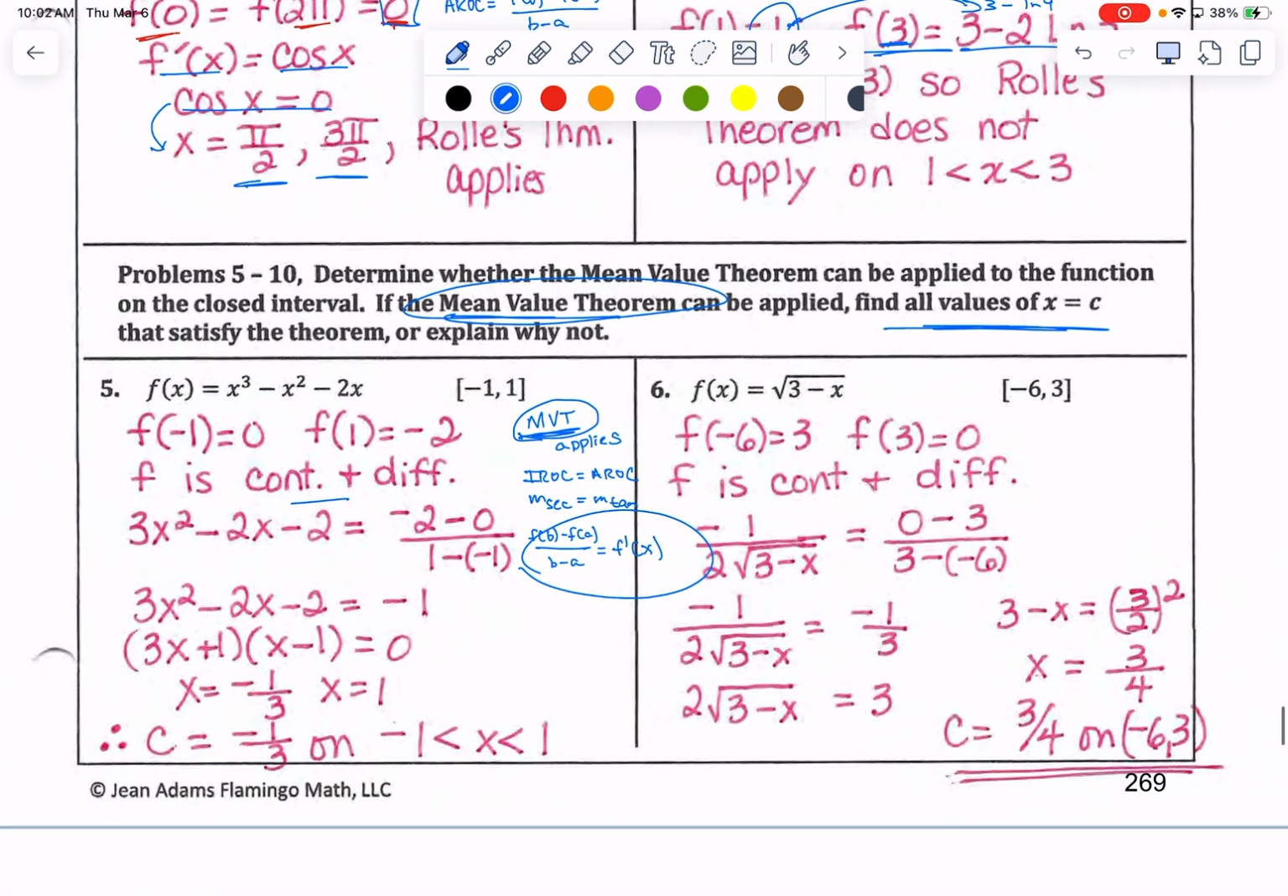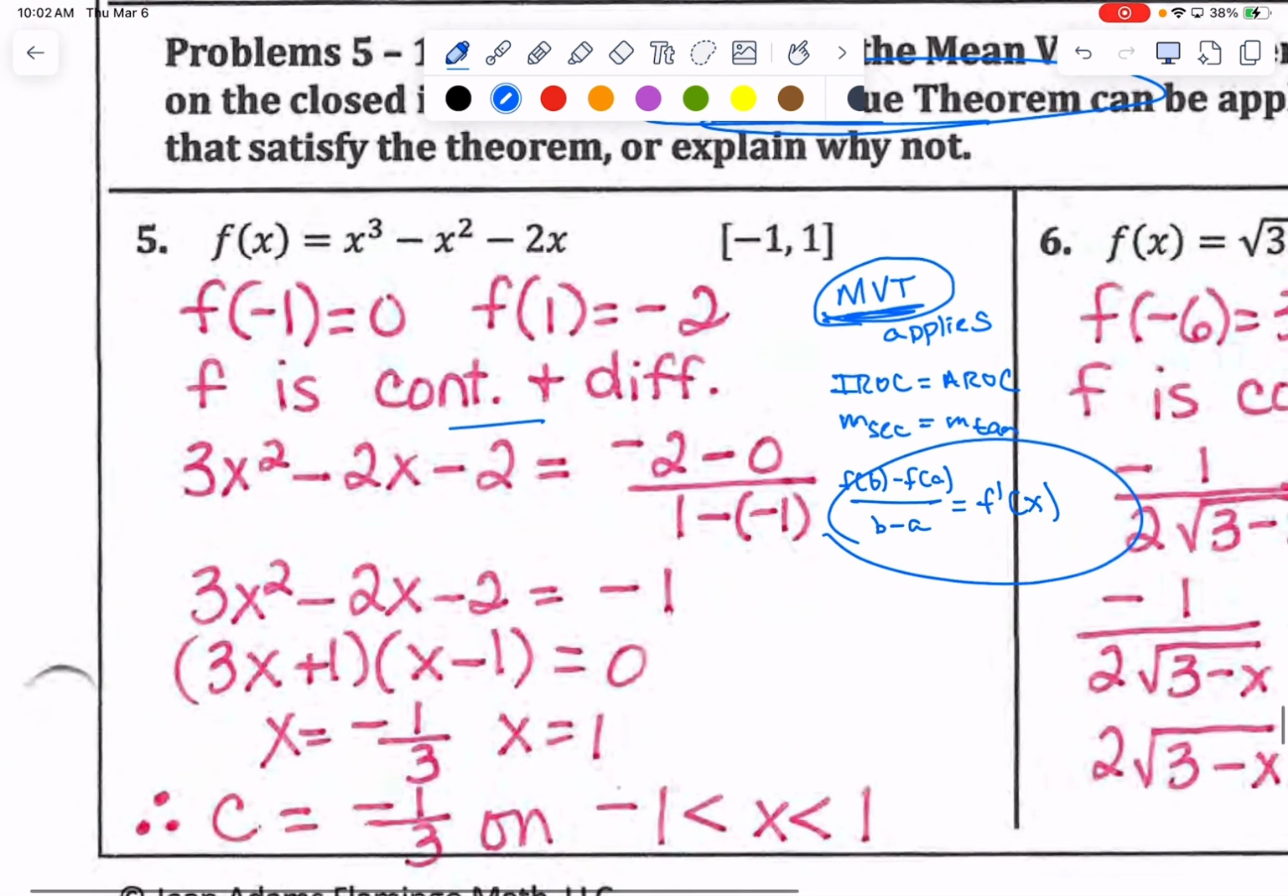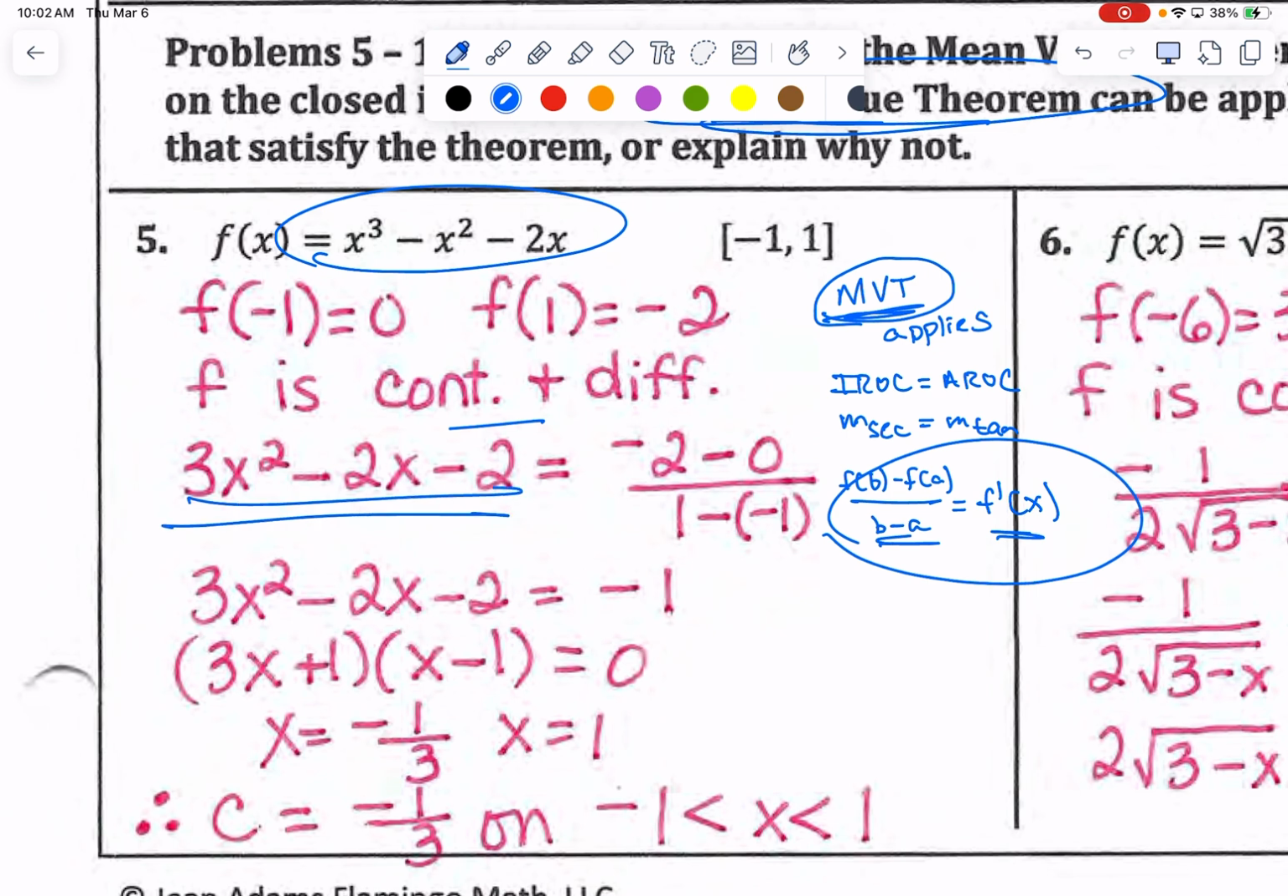Okay? So, here's what you do. If I want to figure out where the slope of the secant equals the slope of the tangent, all I'm going to do is real quick take the derivative. So they took the derivative. Jean took the derivative, even though she's crazy. Then she finds the slope of the secant, and then she solves it.